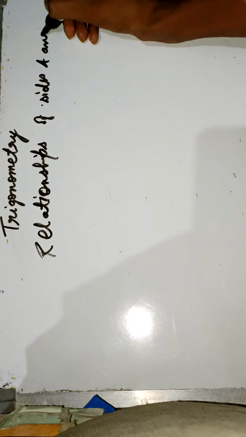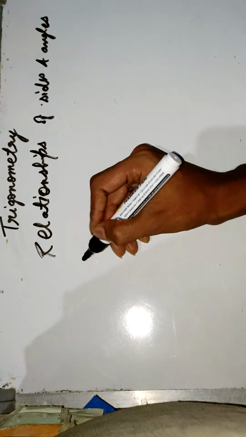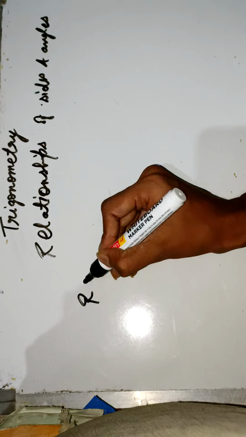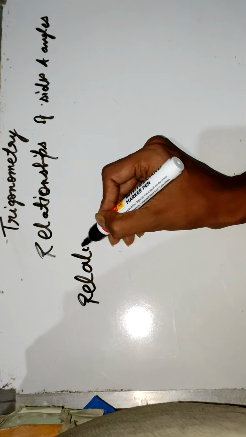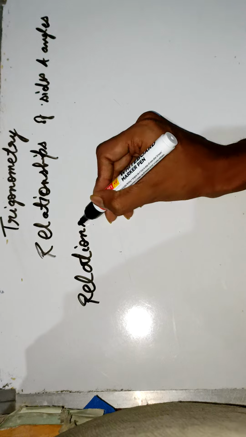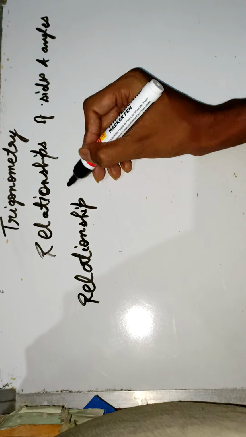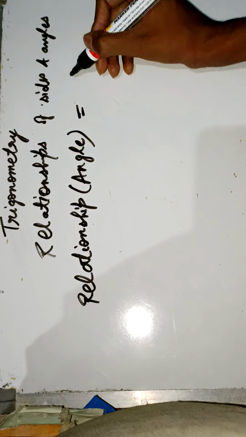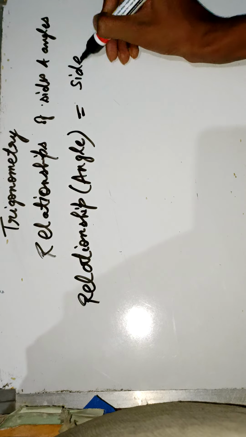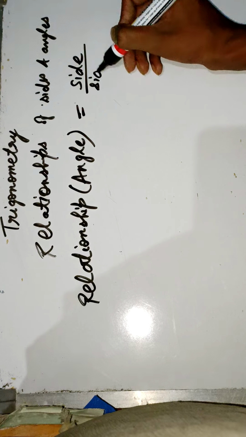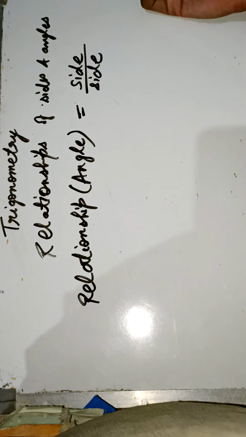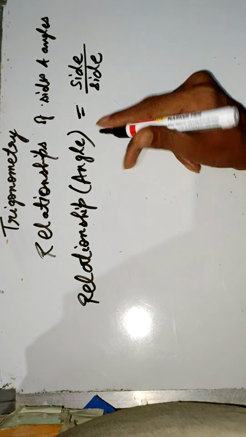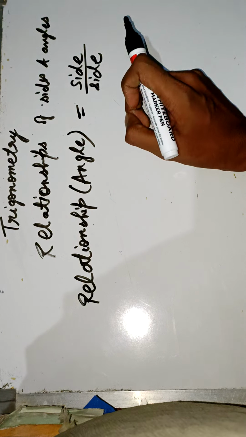When we are talking about sides and angles, what do we mean by it? We say that a relationship of any sort, it can be a function or it can be anything. Relationship: angle is equal to side by side. This is what we define as trigonometry, that is the relationship of angle equal to side by side.